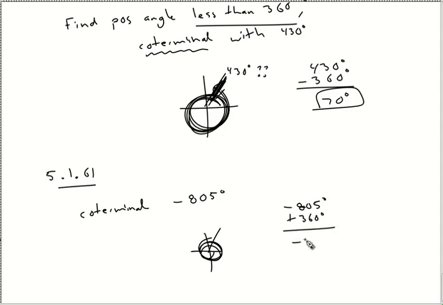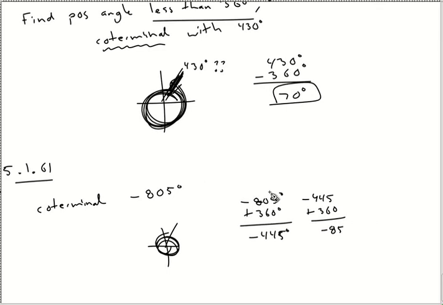And so I got negative 445. Still not recognizable. I need to keep going. So negative 445 plus the 360, just using my little calculator here, I got negative 85. Now, that should be good enough. You should be able to figure out where negative 85 is. But I'm going to keep going because it's going to ask for an angle that's between 0 and 360. So add 360, 275 degrees, which definitely I can use.